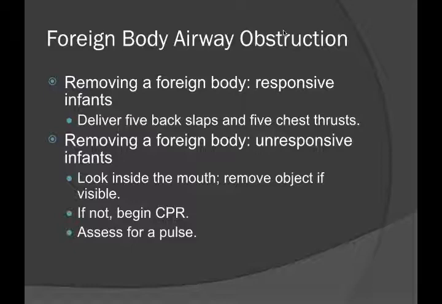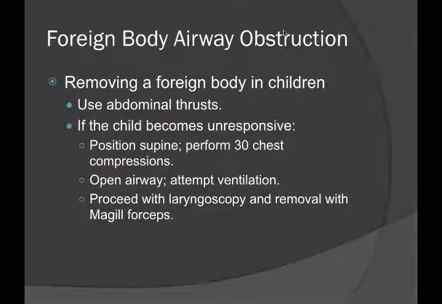So with responsive infants, back slaps and chest thrusts, if you're removing a foreign body, remove if visible. If not, when someone is unresponsive, we're doing chest thrusts, CPR, to try to expel the airway obstruction. In children, abdominal thrusts, and then if the child becomes unresponsive, position supine, and then chest compressions. And look with direct laryngoscope and remove with the McGill forceps.